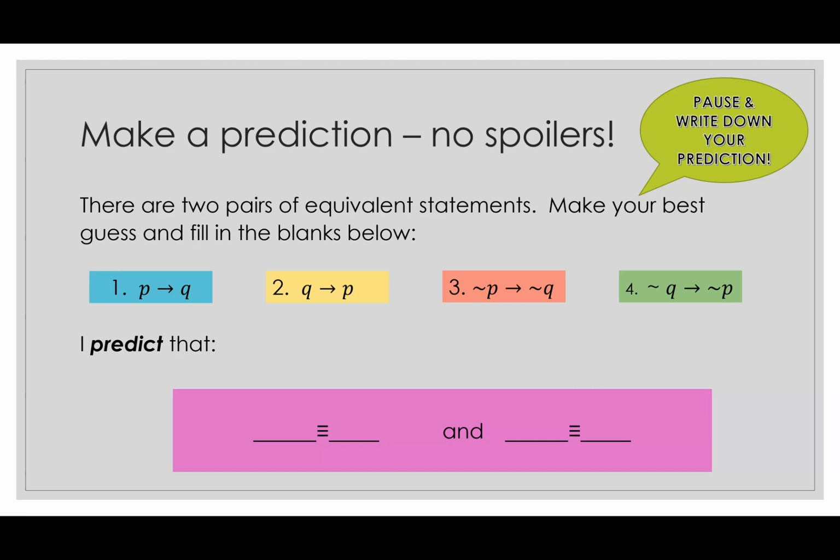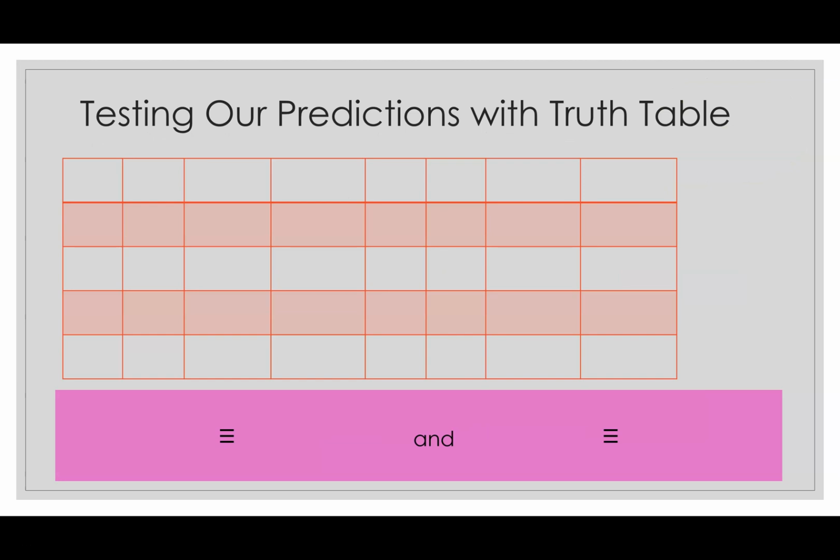All right, when you've done that, we will test our predictions with a truth table, because that is how we're going to tell whether the statements are equivalent or not, right? Same truth values for all possible combinations. There are two simple statements, P and Q. Then we look at if P then Q. On the next one, we'll reverse the order and see what happened. Then I'm going to negate P and negate Q, and look at if not P, then not Q. And then we're going to reverse that order and look at if not Q, then not P.